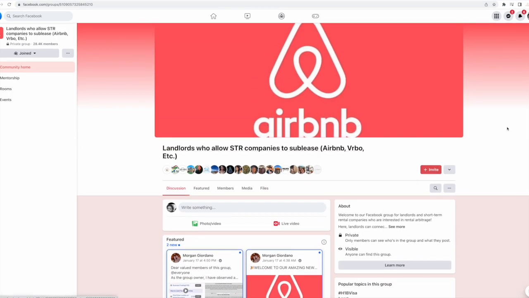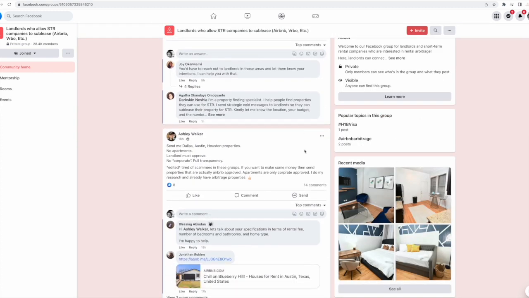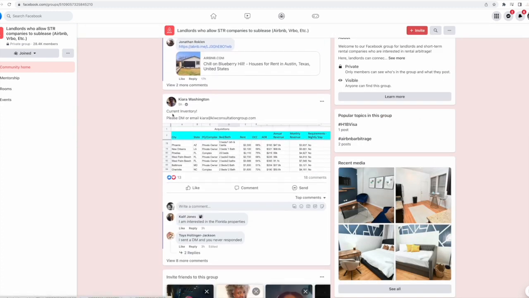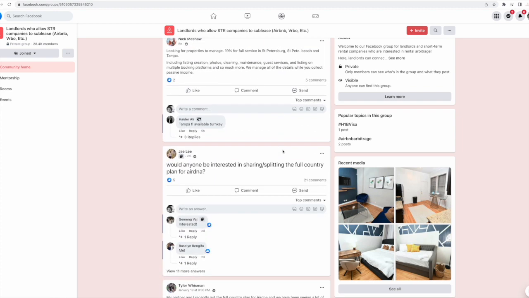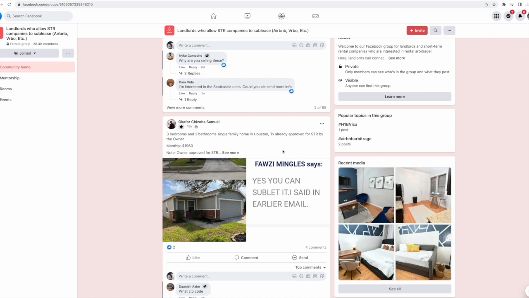The option that you don't have to necessarily pay for is groups. So this is landlords who allow short-term rental companies to sublease on Airbnb and VRBO. So this person has a current inventory. She has some in Phoenix, New Orleans, Florida, West Palm Beach, Baltimore, Charlotte. She says send her a DM because it goes down in the DMs.